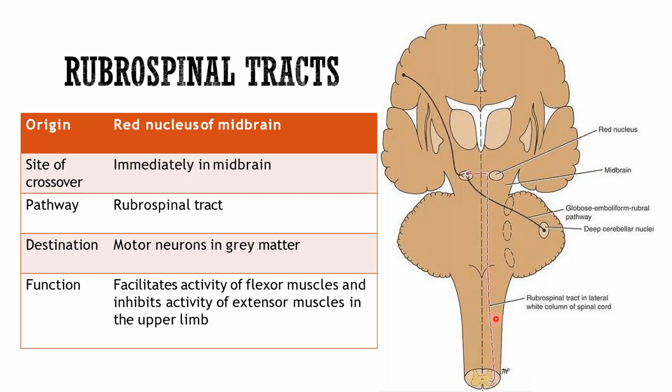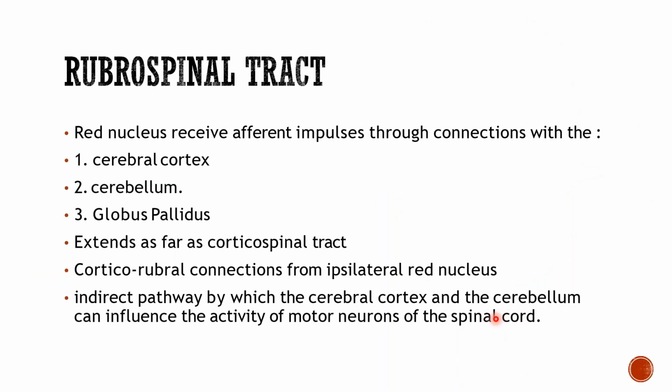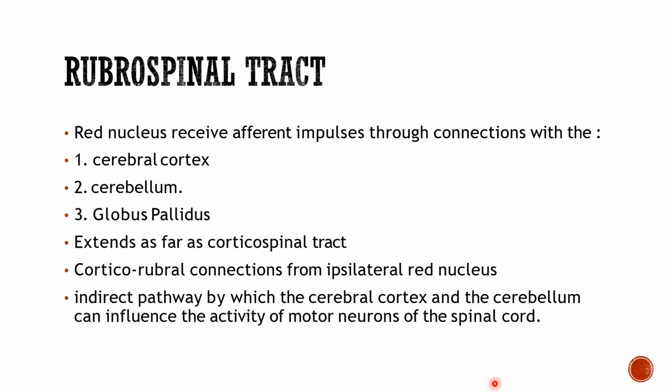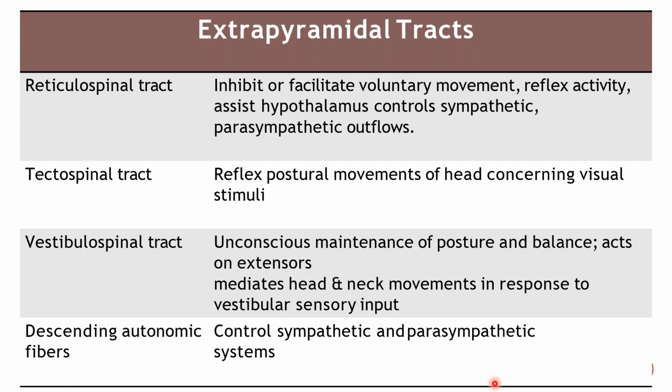Actually, the pathway is much simpler. If I say this is the right side, they start from the right side and decussate at this very level. From this decussation, they move downward along the lateral aspect of the spinal cord, and then they end at this ventral horn. Now, this is more or less about the rubrospinal tract, which we have already done.